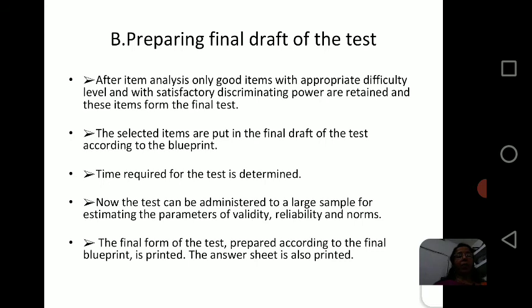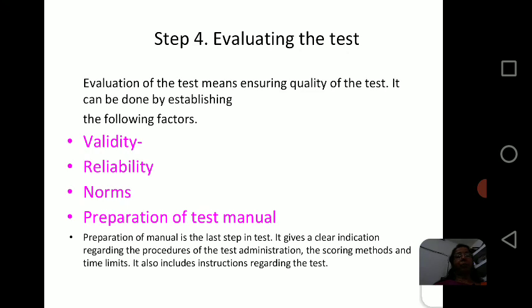The final form of the test prepared according to the final blueprint is printed. The answer sheet is also printed. Then you have to prepare the final draft of the test by including all the good items. That means the disqualified items are discarded, and you will select the good items from the initial draft and fix the final draft of the test.